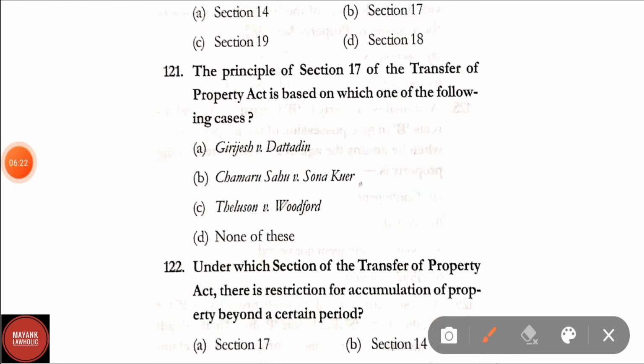Question number 121. The principle of section 17 of the Transfer of Property Act is based on which one of the following cases? Options are Girejesh versus Datadeen, Chamaru Sahu versus Sona Quer, Teluson versus Woodford, none of these. Here correct answer is option C, that is Teluson versus Woodford.